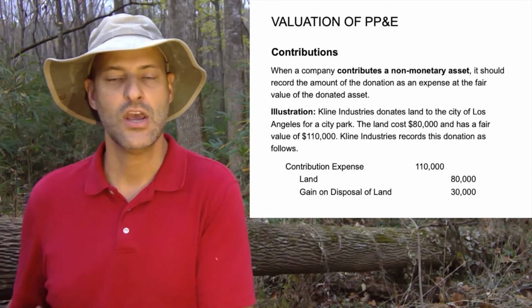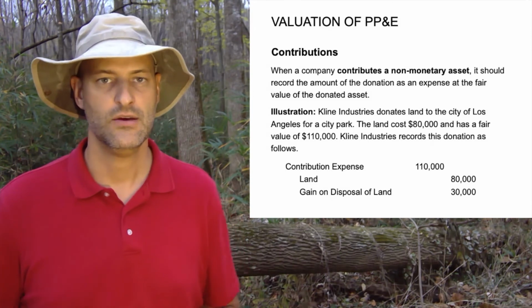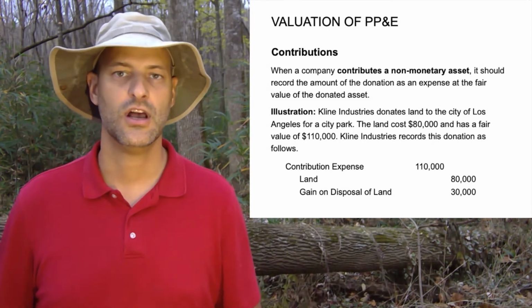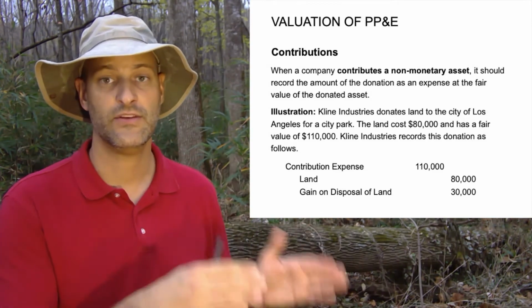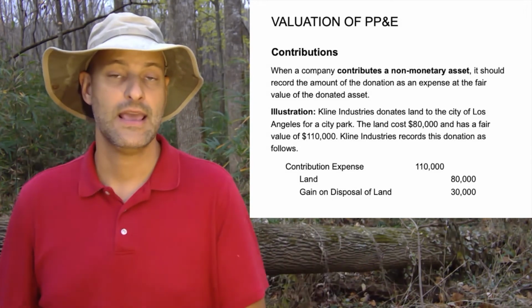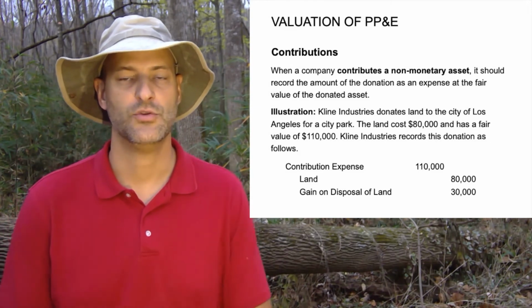The idea is we could have just sold the land and then given the cash as the donation, which would have equated to this without the transaction costs. But in this case, we're recognizing an expense for what we're giving up, the value of what we're giving up, and the difference between the value of what we're giving up and the book value is a gain on the sale of the land or on disposal of the land of $30,000.